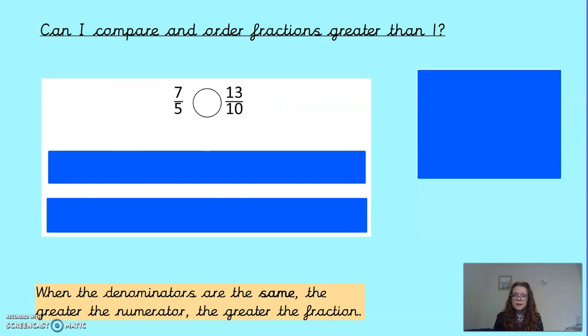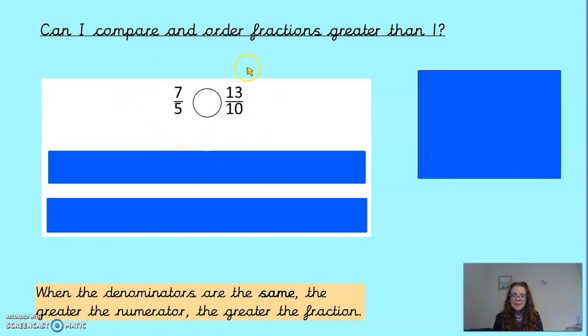Okay, your turn. When the denominators are the same, the greater the numerator, the greater the fraction. That is your top tip. But these denominators are not the same. So what could we do? Pause me here. What could we do? Okay. Hopefully you've worked it out.